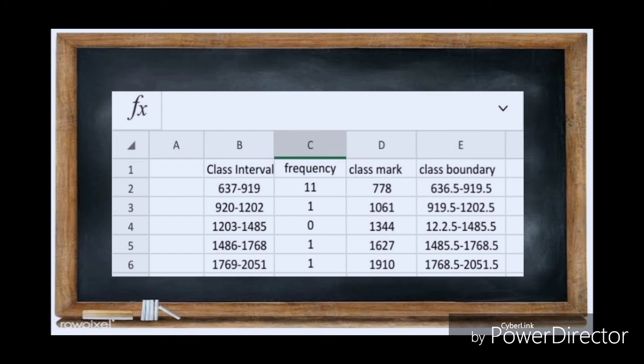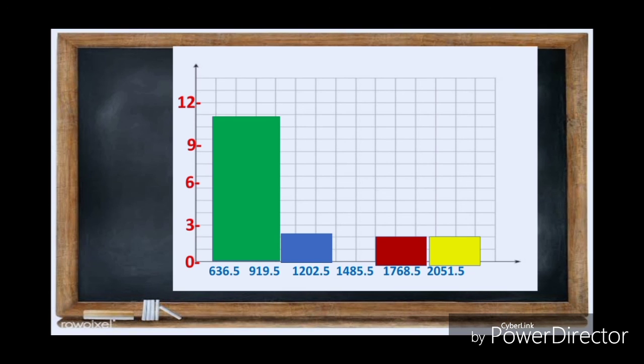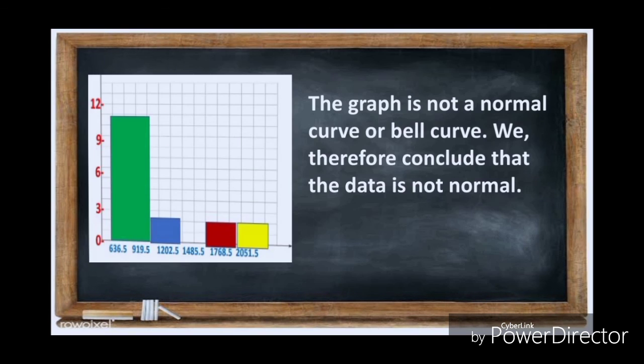By using Microsoft Excel, the data shows the class interval, frequency, class mark, and the class boundary. And if you graph it, it's something like this. As you can see, the graph is not a normal curve or bell curve. We therefore conclude that the data is not normal.